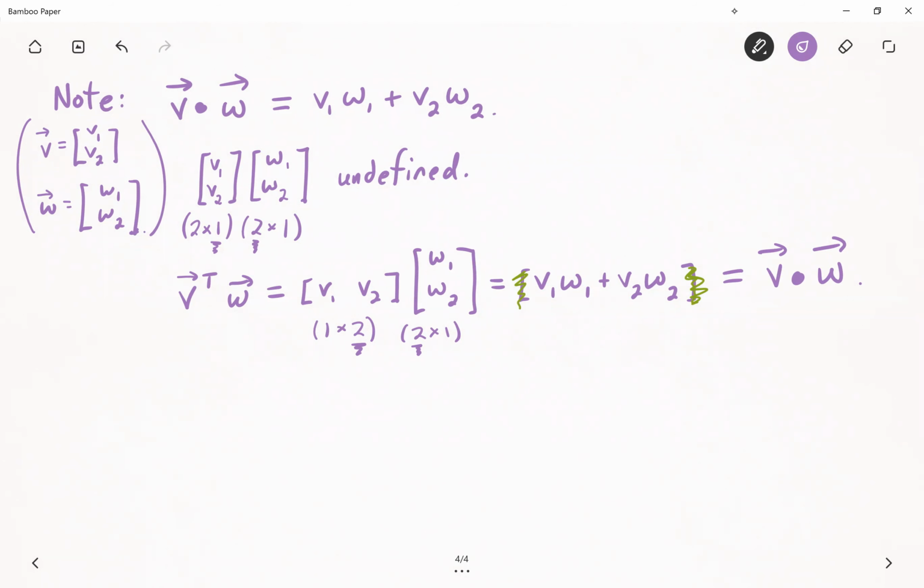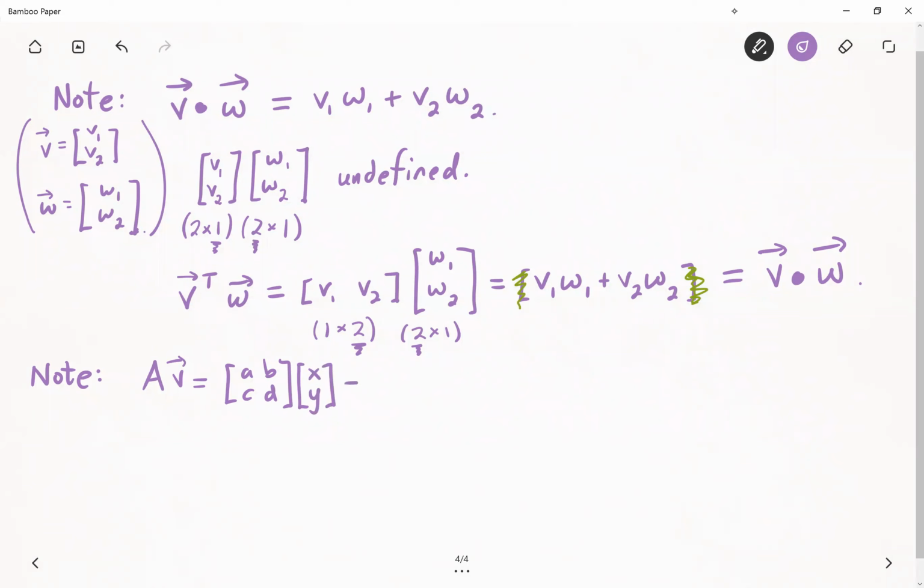Finally, one more note that I'd like to make. What happens if you do a transpose of a matrix times a vector? For example, let's say you have a matrix A times a vector V. The matrix A is a, b, c, d, and the vector V is x, y. We've calculated this many times. As a result, you get the vector ax plus by as the top entry and cx plus dy as the lower entry.